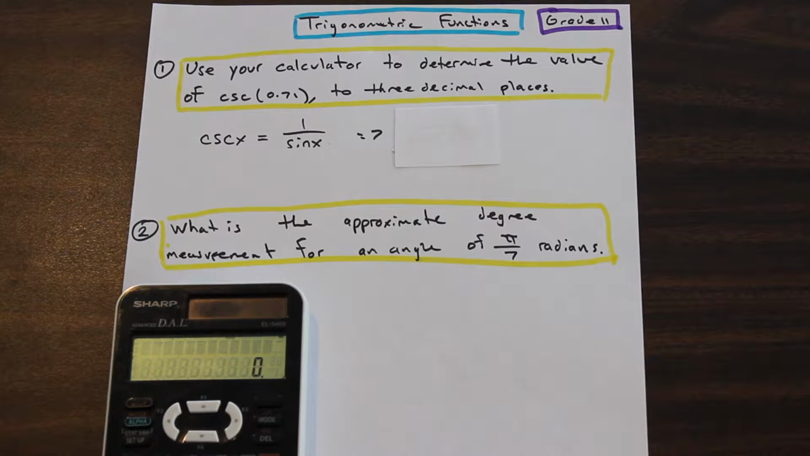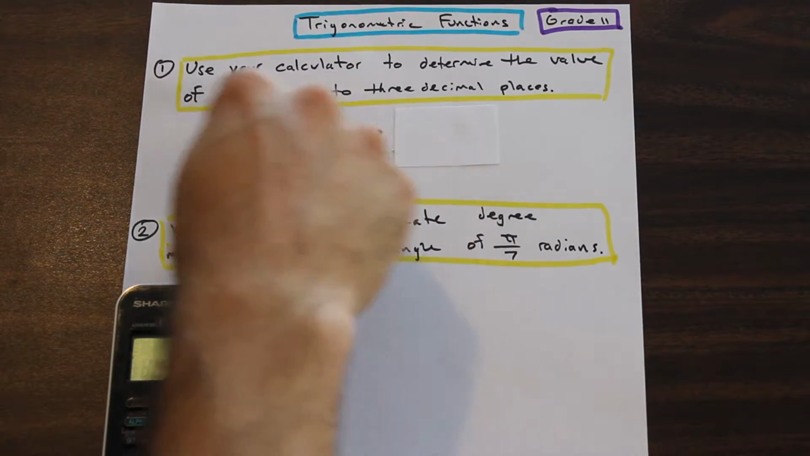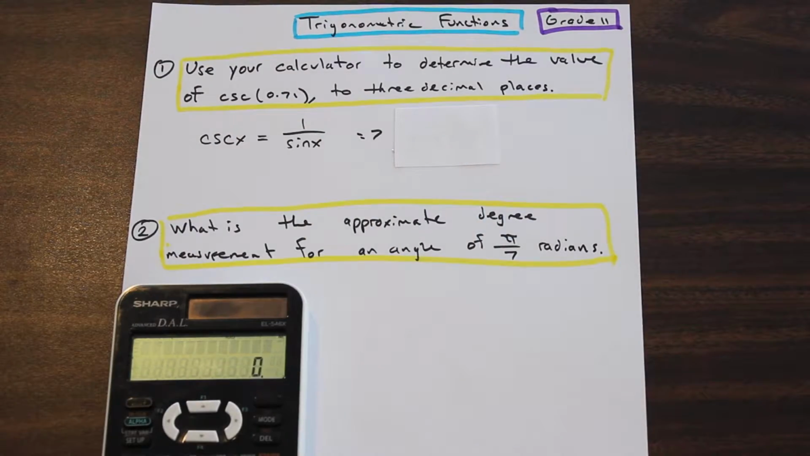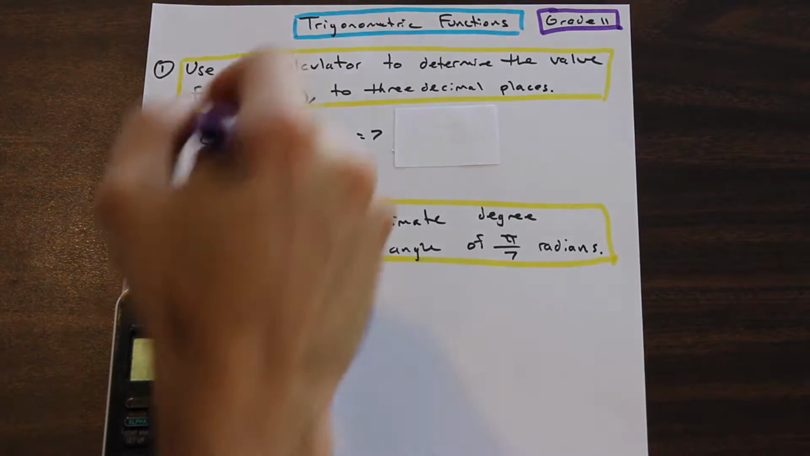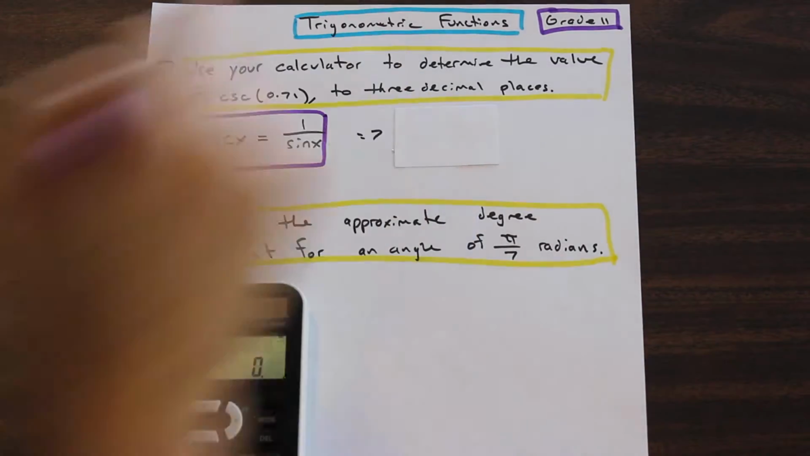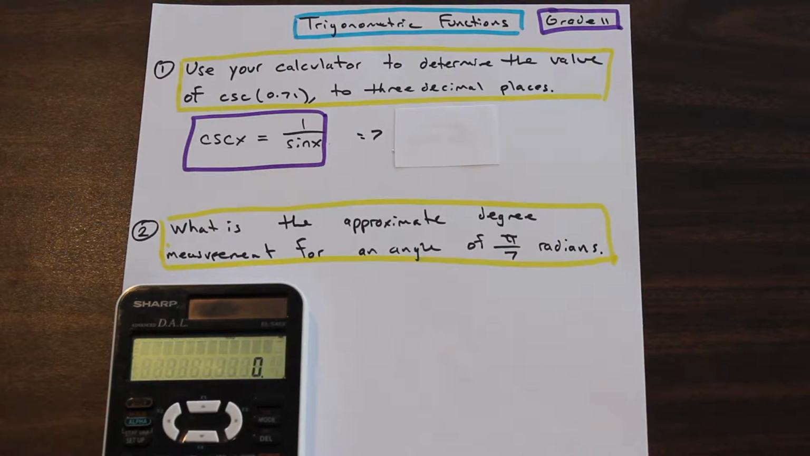We have: use your calculator to determine the value of cosecant 0.71 to 3 decimal places. I've gone ahead and written the identity here: cosecant x equals 1 over sine x. We have our primary trig functions, sine, cosine, and tangent, and then we have 1 divided by those, and that's cosecant, secant, and cotangent.